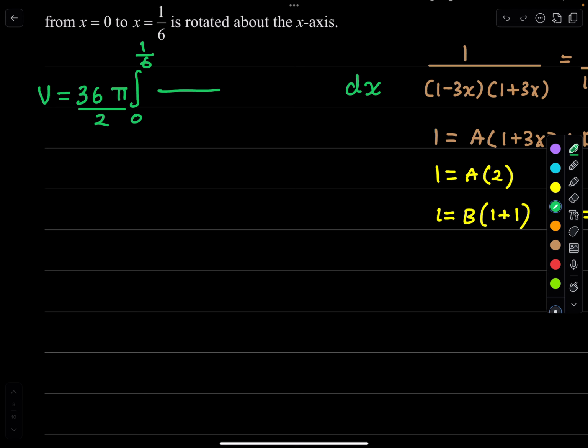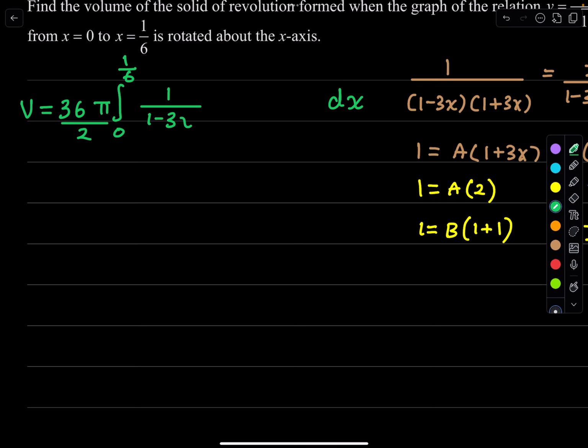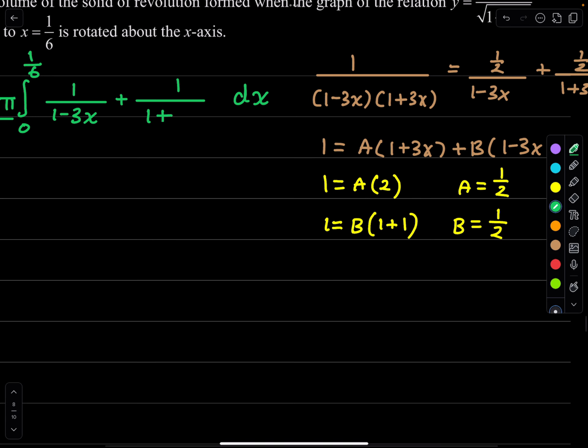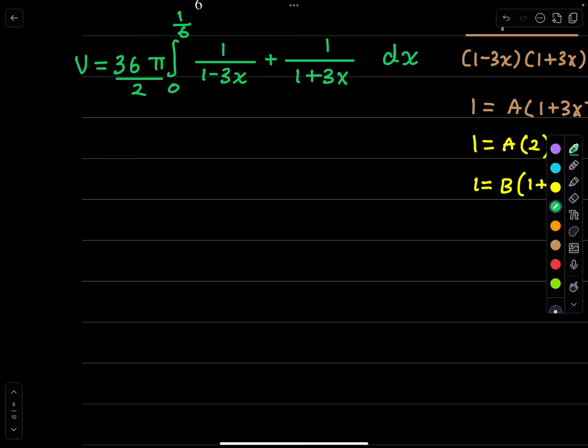So the first one will be 1 minus 3x, plus 1 plus 3x. Perfect. So now they're so much easier to do. Okay, what's 36 over 2? That's 18 basically. That's just simplified to 18. So V equals 18 pi.